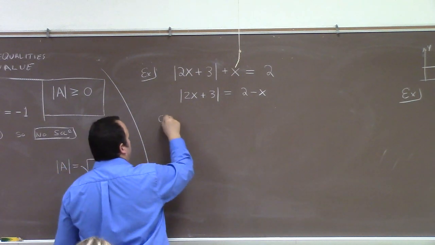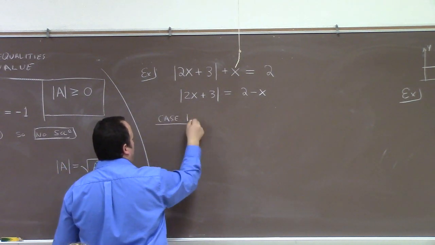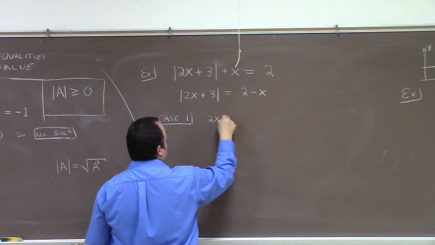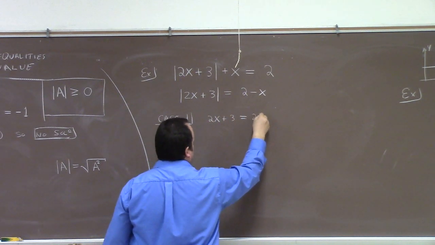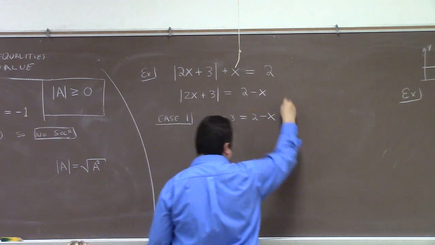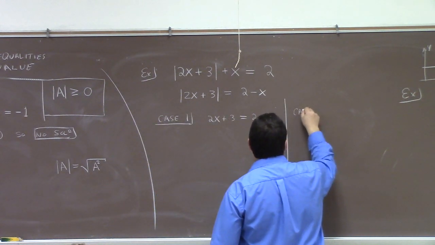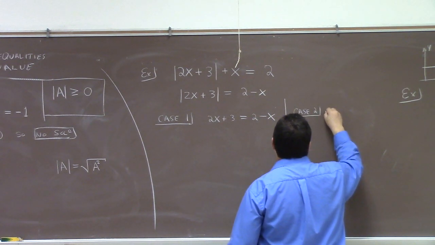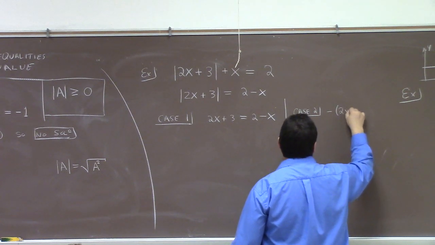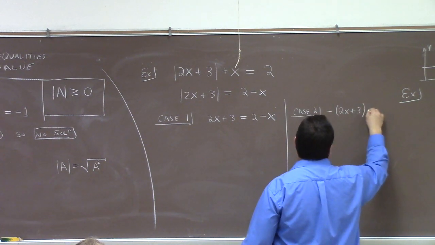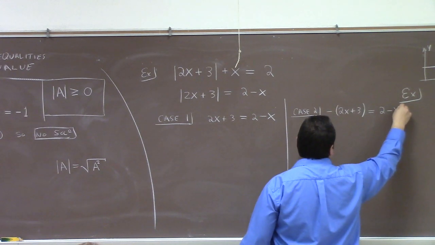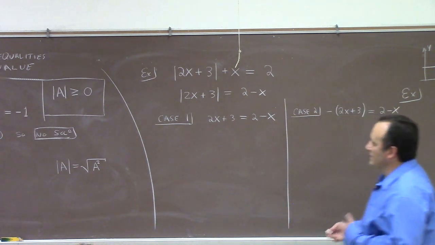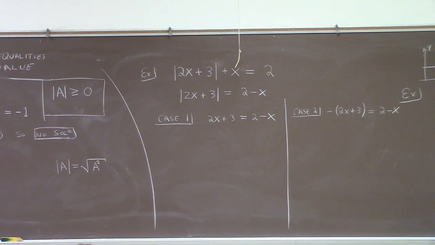Case 1: 2x plus 3 equals 2 minus x. Case 2: minus parentheses 2x plus 3 equals 2 minus x. You notice you've got a choice. You can either put the minus on the left-hand side or the right-hand side. It's up to you. It's got to go one place or the other for case 2, right?